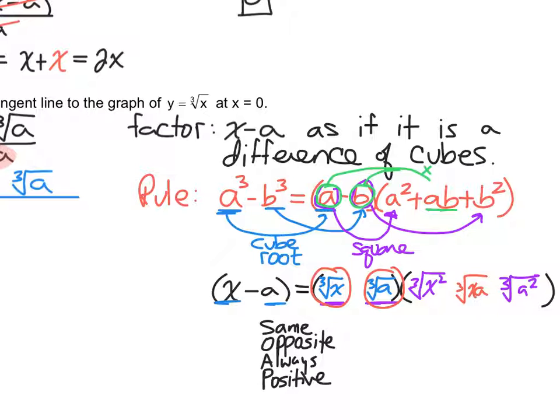The SOAP acronym, same, opposite, always positive, tells us the signs of my expanded form as they relate to the original sign. The first one should be the same, so that would be a minus in this case. The second one would be the opposite of the original, so a plus. The last one is always positive. So rather than memorizing minus plus plus and plus minus plus, you can memorize this. Bottom line is you've got to memorize something.